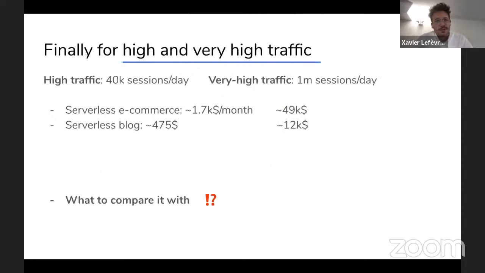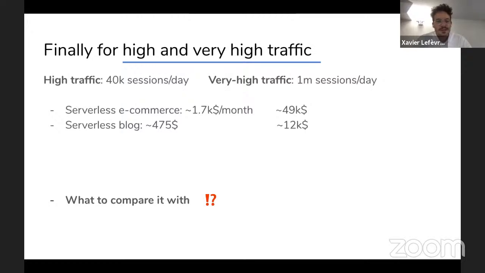Then if we go further for high and very high traffic, high traffic for 40K sessions per day and very high for 1 million sessions per day. So I put everything together there because the costs are higher for sure. So it's going to be for the high traffic, $1.7K per month for e-commerce and $475 for a blog. And then very high traffic, which is insane, is going to be $49K for the e-commerce and $12K for the blog. So the problem is that those figures are more complex to compare. You cannot compare it to a VM. And here, those systems are much more complex anyhow.